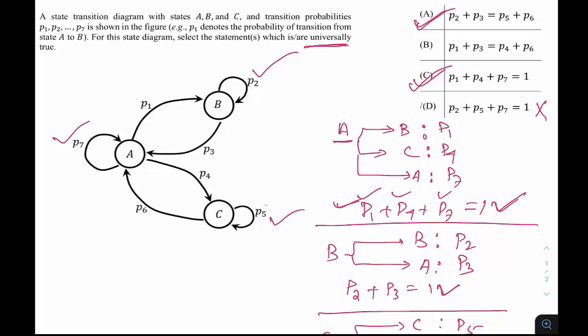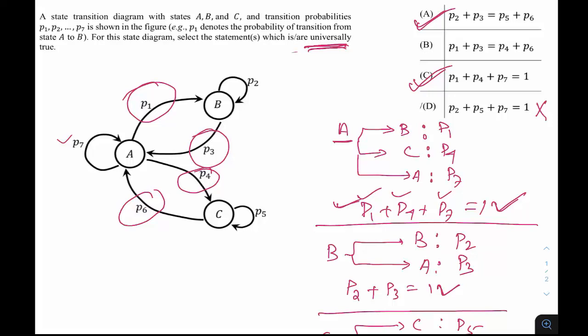What about option B? Option B is saying P1 plus P3, P1 this one, plus P3 this one, equals P4 plus P6. Again the same story. Unless we know their individual probability, how do you say? We cannot say. So universally, we cannot say these are true by default. So definitely, based on this, the answer is A and C.